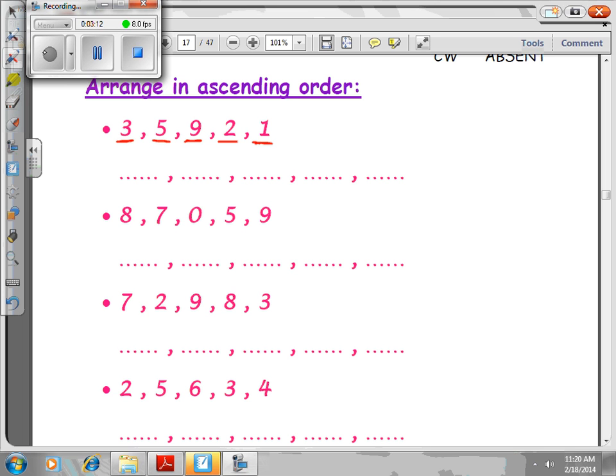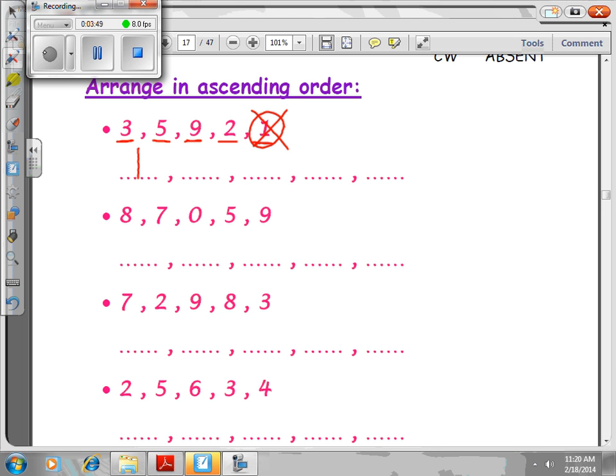What is the smallest number here? Is it 3 or 5 or 9 or 2 or 1? Think with me. Yes, the smallest number here is number 1. Excellent. So I will start to put 1 here, because the ascending order starts with the smallest number, which is number 1. Okay. Now, we will put a cross here on number 1 because we write it down.